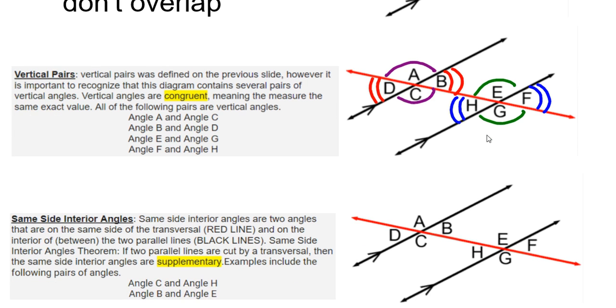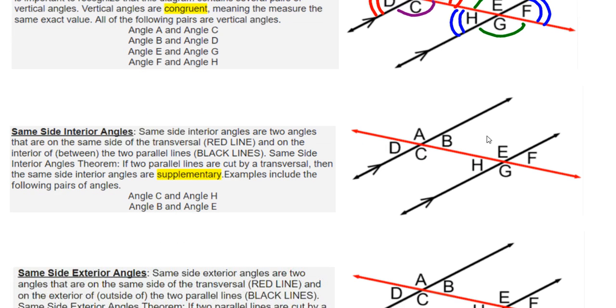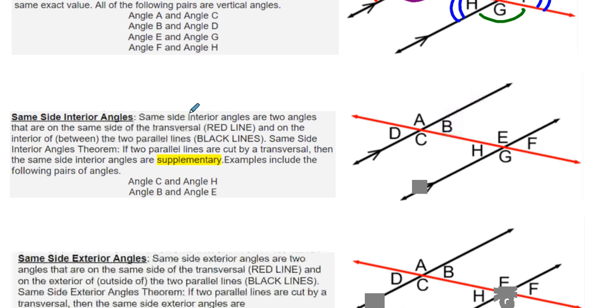All right. We also have same side interior angles. Same side interior angles are two angles that are on the same side of the transversal. So if we think about this, this is kind of like below the transversal down here, and this is above the transversal right here. Okay. And they also have to be on the interior of the parallel lines. So if it helps you, create a box. Okay. So right here we're now in the box.